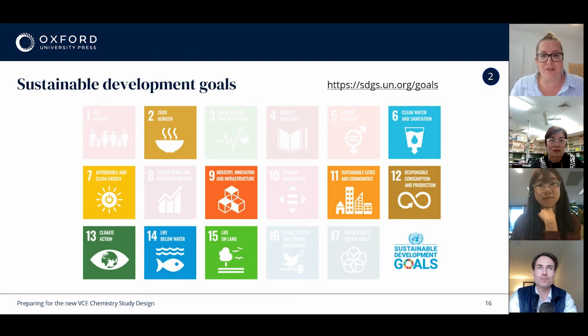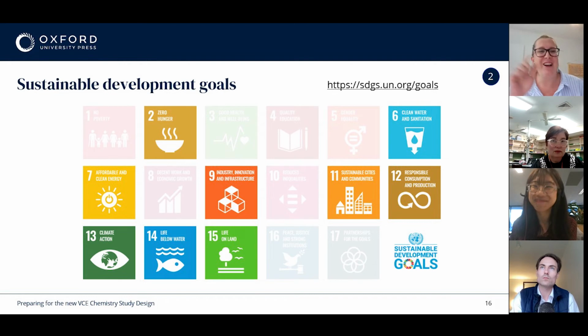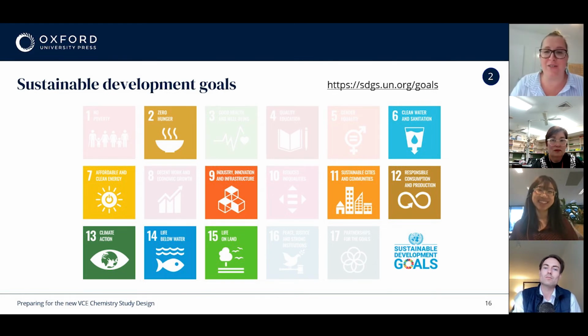So the Sustainable Development Goals are 17 goals that address current global challenges as a part of the 2030 Agenda for Sustainable Development. And while chemistry is involved in all 17, there's actually 9 in particular that are relevant to the study design. From the UN, thank you. Whoever just put that in the chat, from the UN, it is. And I taught environmental science last year, so I should have known that, but slightly nervous.